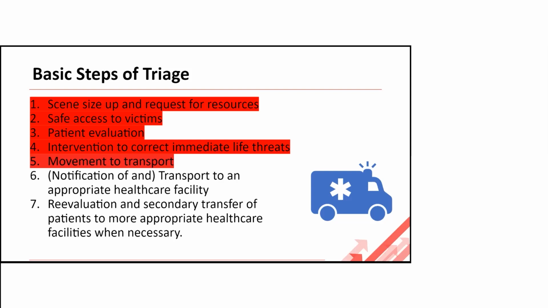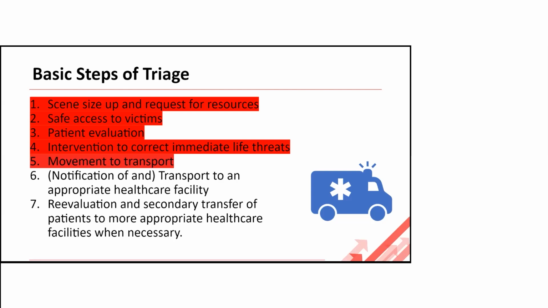But the 5 key priority areas are scene size up and understanding whether it's a static scene or a dynamic scene, your safety, and how to safely access patients. Quick patient evaluation, and here you're prioritizing assessment of victims with potential life threats and looking for those, and then correcting those life threats, and then movement of the patient to the hospital. All right, so those are the basic steps.